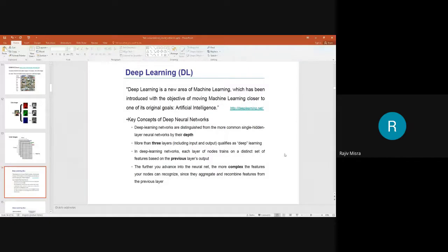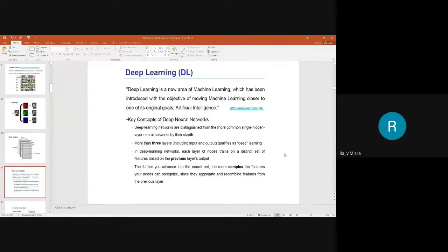Now we will talk about deep learning. It is a new area of machine learning which has been introduced with the objective of moving machine learning closer to one of its original goals, that is AI. A key concept of deep learning is that deep learning networks are distinguished from the more common single hidden layer neural networks by their depth. More than 3 layers qualifies as deep learning or a deep neural network.